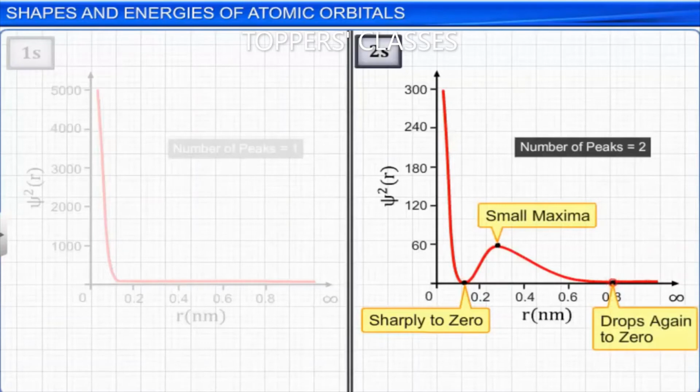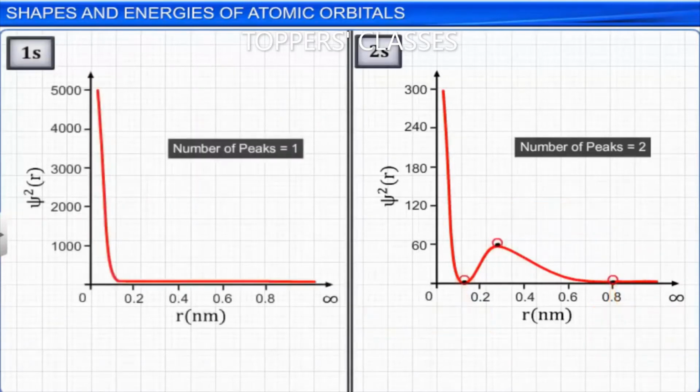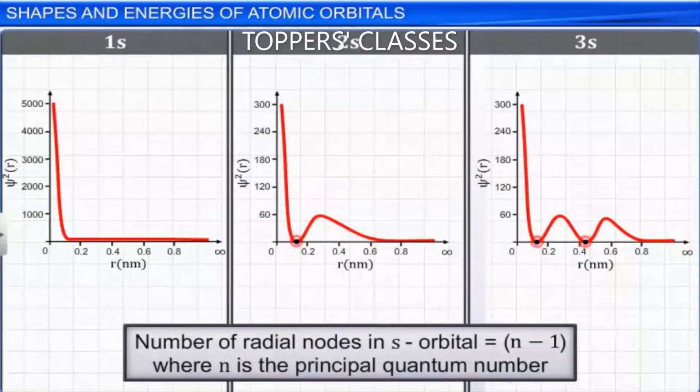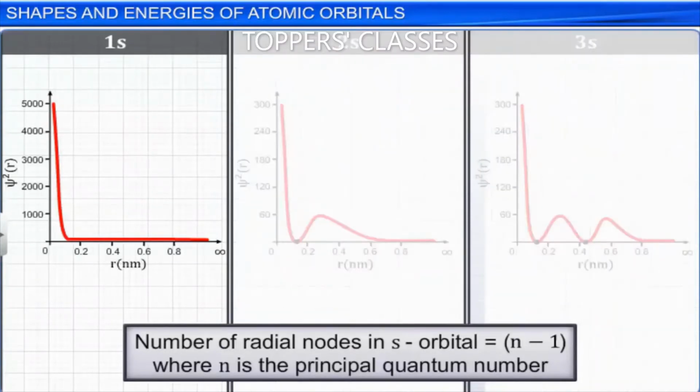The region where the probability density function reduces to 0 is called radial nodes or nodal surfaces or nodes. For s orbitals, the number of radial nodes increases with the value of the principal quantum number n, and is found to be equal to n-1. Therefore, 1s orbital does not show any nodes, whereas 2s and 3s orbitals show 1 and 2 nodes respectively.